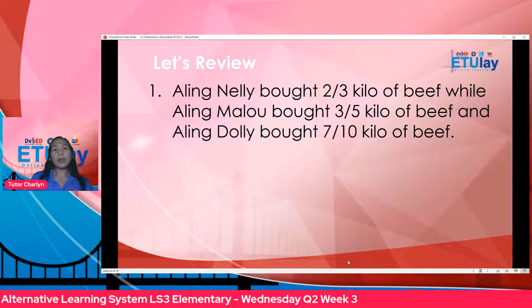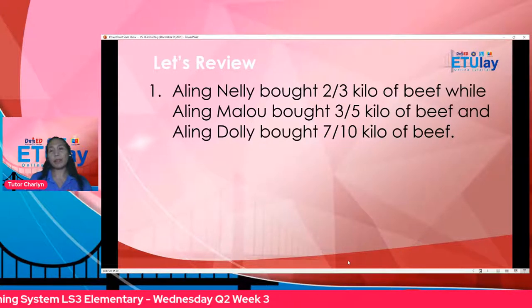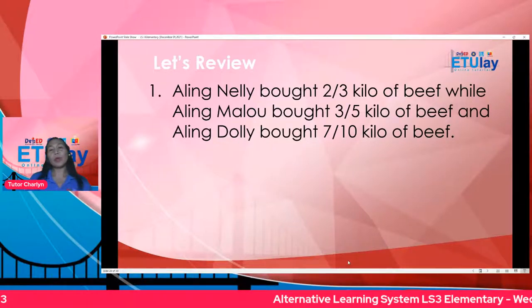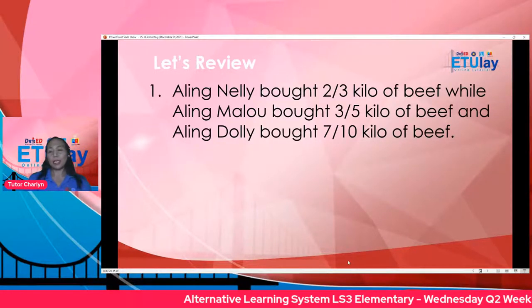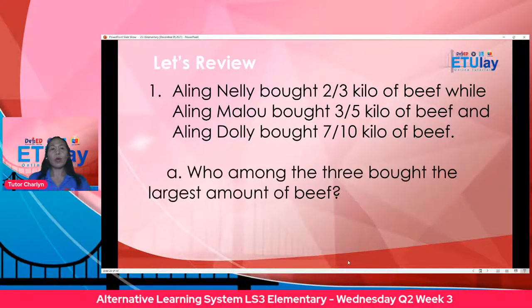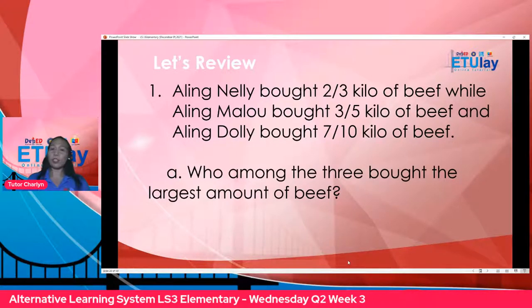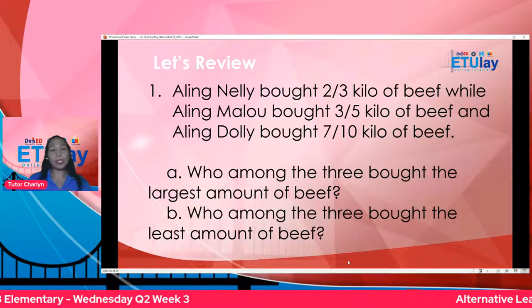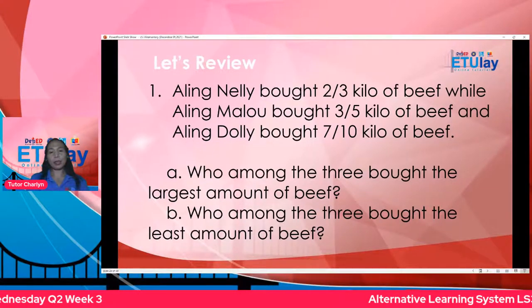Aling Nelly bought 2/3 kilo of beef, while Aling Malo bought 3/4 kilo of beef, and Aling Dali bought 7/10 kilo of beef. Who among the three bought the largest amount of beef? And letter B, who among the three bought the least amount of beef?